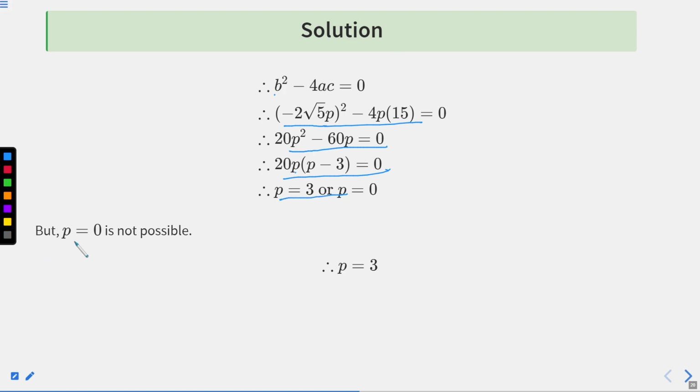But p is equal to 0 is not possible. Why is this not possible? Since if p is equal to 0, then the coefficients of x square and x are 0, so the given equation will not be a quadratic equation. So here the value p is equal to 0 we will neglect, and the only value of p can be 3. Therefore p is equal to 3.